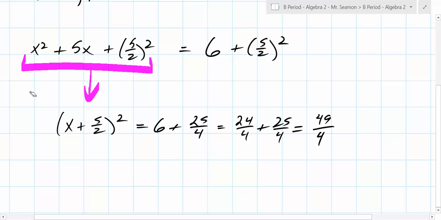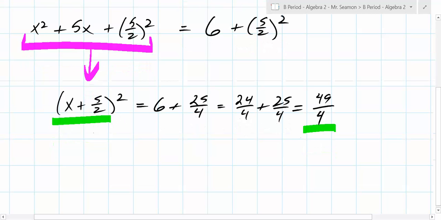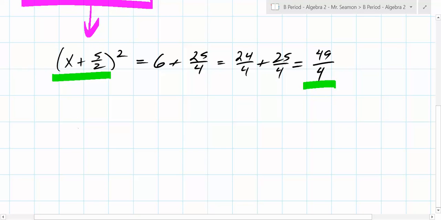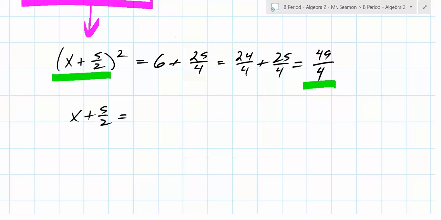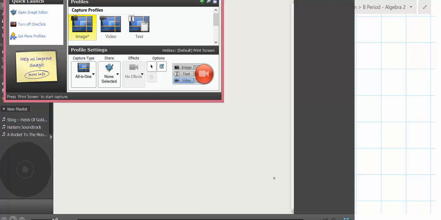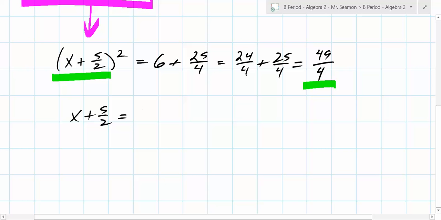Now what do you do to both sides? You now have this is equal to that. What do you do to both sides? Square. Yes. So you end up with x plus 5 over 2 is equal to what? Square root of 49. That's half of it. 7 over 2. That's half of it. When you take a square root, there are 2 answers. Plus or minus. Yes, plus or minus the square root of 49 over 4, which is plus or minus 7 over 2.